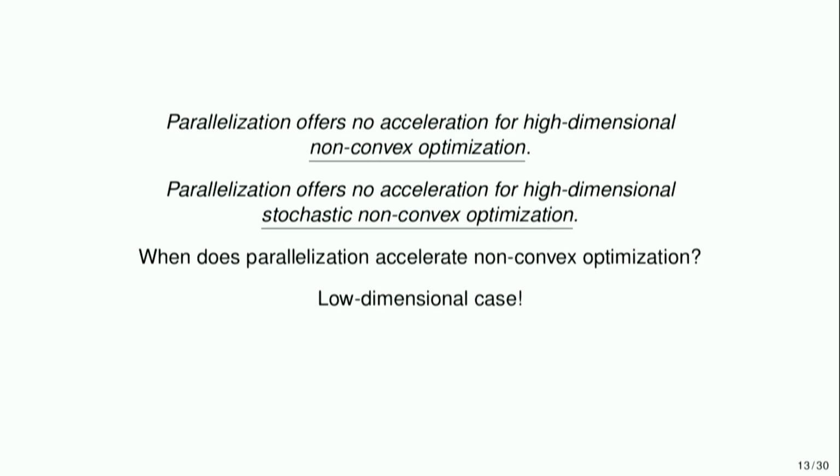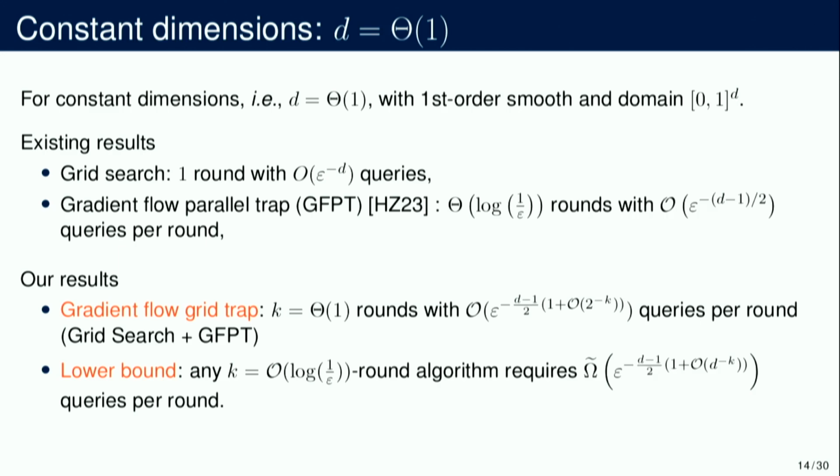Then when does parallel accelerate non-convex optimization? We show that in the low dimension case, we can accelerate. In constant dimensions, which means D is constant, we consider the bounded case, since you can easily reduce the unbounded case to the bounded case. Existing results show that in one round, you just naively query all the gradients with some gap like epsilon, and you can find the stationary point in one round, but with many queries. And the recent work, gradient flow trapping, shows that in log 1 over epsilon rounds, you can find the stationary point. Our results bridge these two methods by showing, for constant rounds, how many queries are required per round.